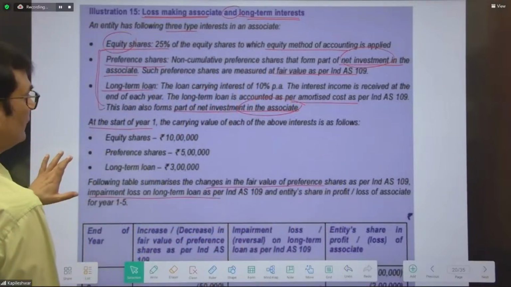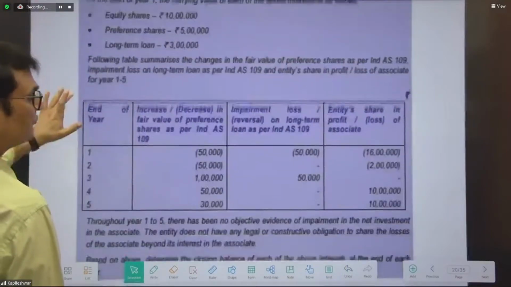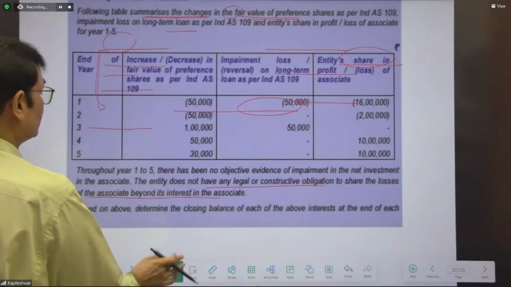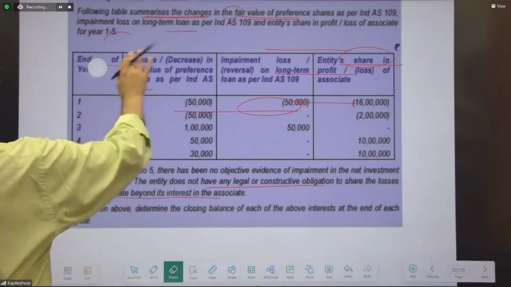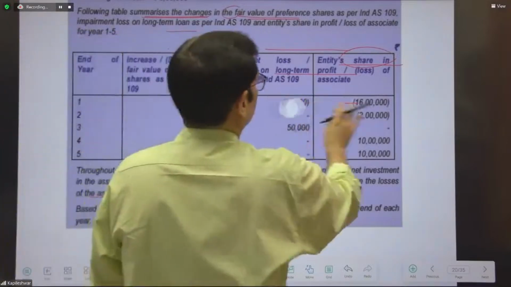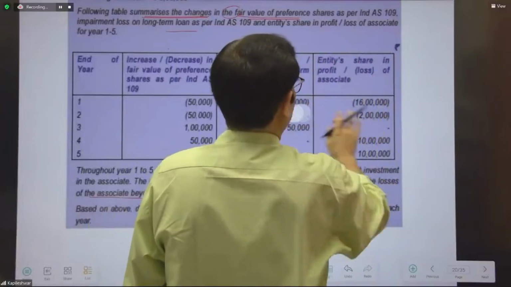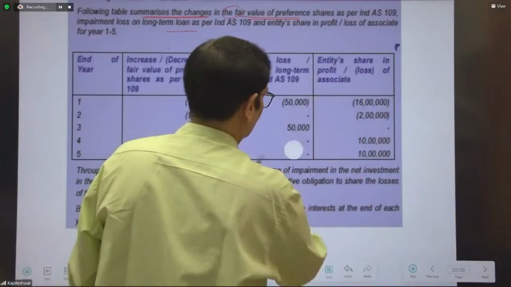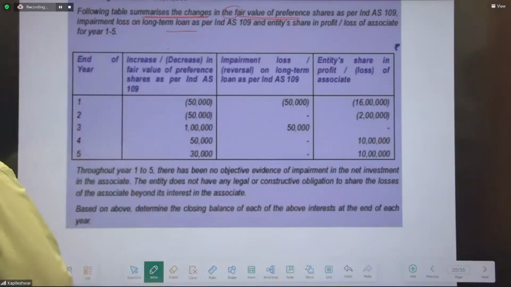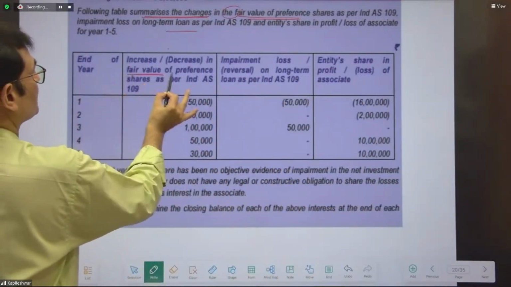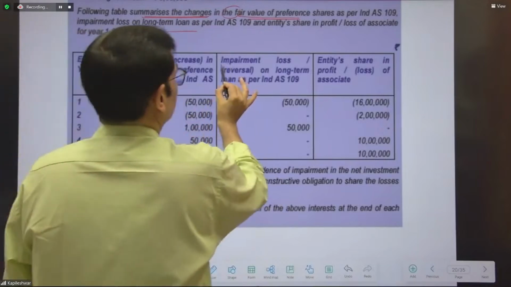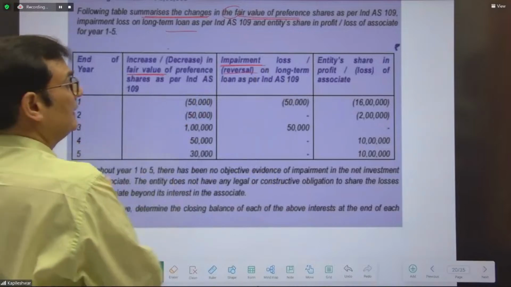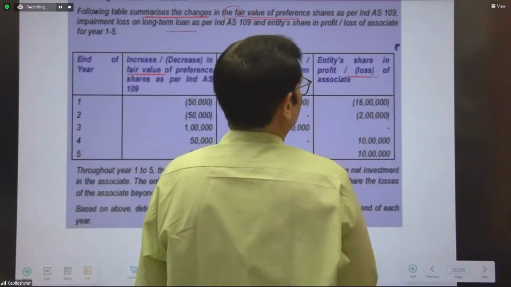And if there is an impairment loss, that will be recorded. So he's given you the fair value changes in terms of preference shares, and the impairment losses in terms of the long-term loans. Let's have a look at the fair value changes on preference, and the impairment losses on long-term loans. This is the fair value change on preference share. This is the impairment and the reversal of impairment on the long-term loan year by year. And this is the share in the losses and the profits.